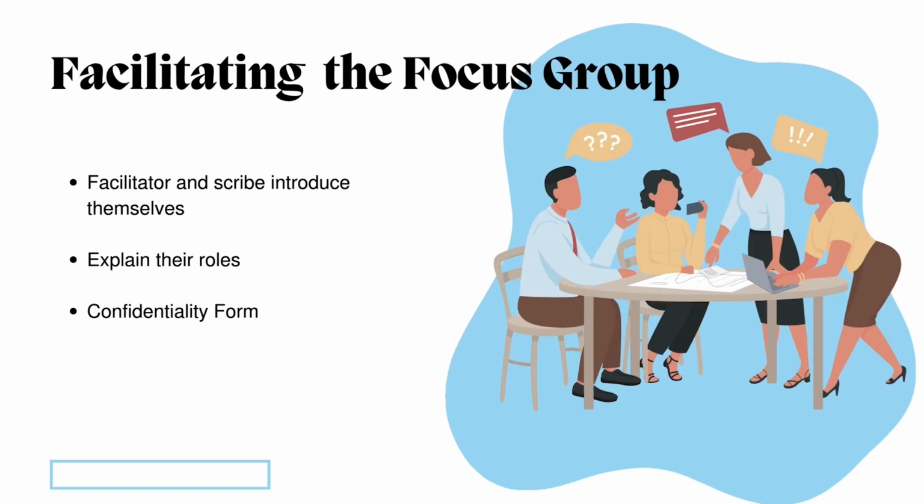So as we go ahead with working out how to facilitate our focus groups, each focus group will have a facilitator and a scribe. The facilitator and the scribe will introduce themselves, they will explain why they're meeting with participants, and they will let participants know that all of the conversations that are happening will be kept confidential.